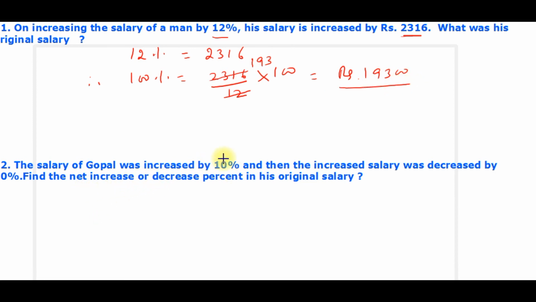Now the salary of Gopal was increased by 10% and the increased salary was decreased by 10%. Find the net increase or decrease in the salary. Here you have to keep one formula in mind. Suppose x% is increased, x% is decreased, then there is always a decrease. That decrease is x square upon 100. Let me write the formula for you.